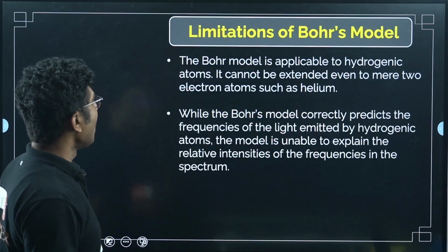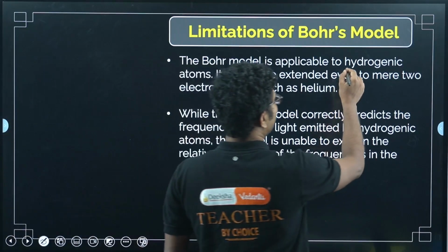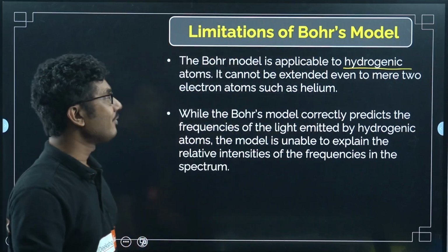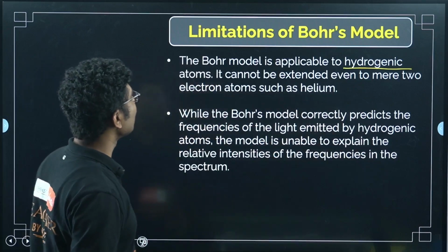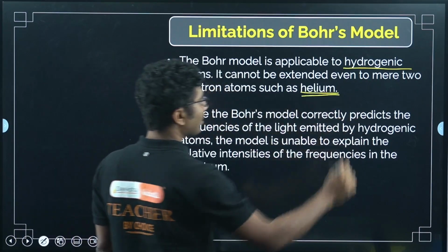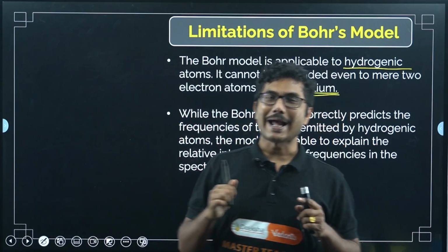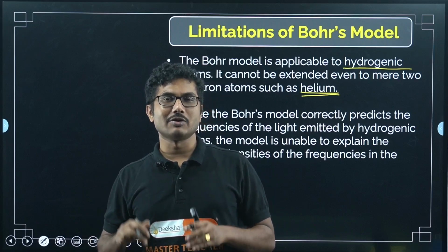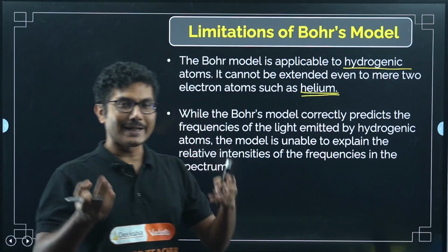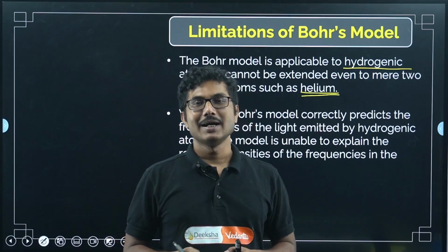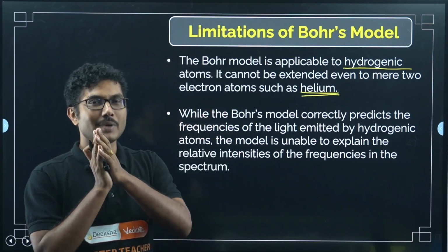Now the Bohr model is applicable to hydrogenic atoms. That means it is only applicable for hydrogen atoms. It cannot be extended even to mere two-electron atoms such as helium. So Bohr's model is also flawed, but at least compared to the Rutherford model, which was not applicable to any atoms, in fact our universe should have died after 10 to the power of 8 seconds, it was able to discover that it is true for hydrogen atoms. So there are some drawbacks.